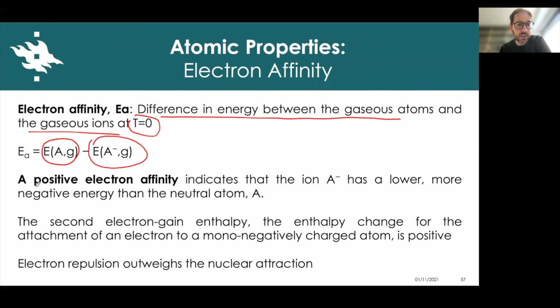If we have a positive electron affinity, this indicates that the ion has a lower, more negative energy than the neutral atom. The second electron gain enthalpy, which is the enthalpy change for the attachment of an electron to a mononegatively charged atom, is positive, because in this case the electron-electron repulsion always outweighs the nuclear attraction.